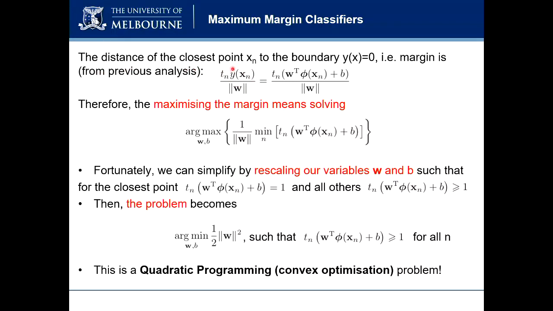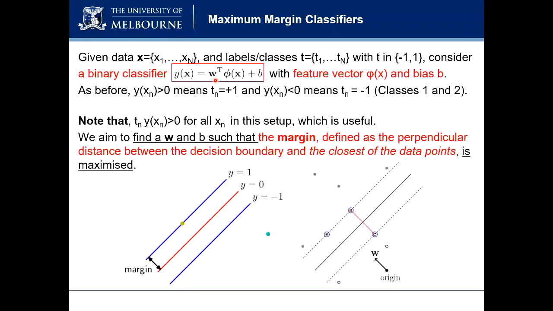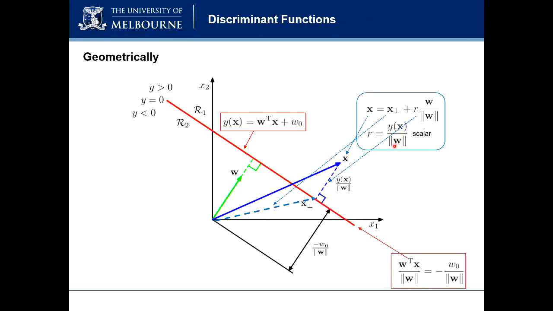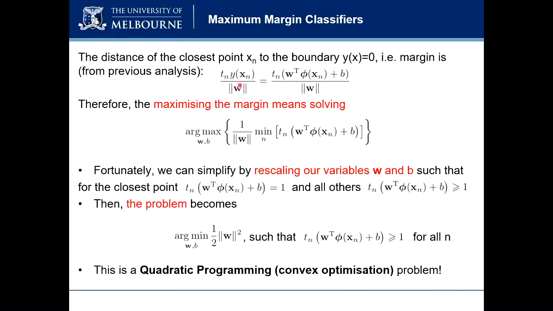So the distance of the closest point to the boundary, the margin, as we said, is this. We put it before: y of x divided by the norm of w is the distance of an x to the hyperplane. That's the scalar distance. Depending on plus and minus, we have a slight problem, but when we multiply with the label, that problem goes away, so this is always positive. Therefore, the numerator is t_n times y of x_n, divided by the norm of w. This is the margin itself.